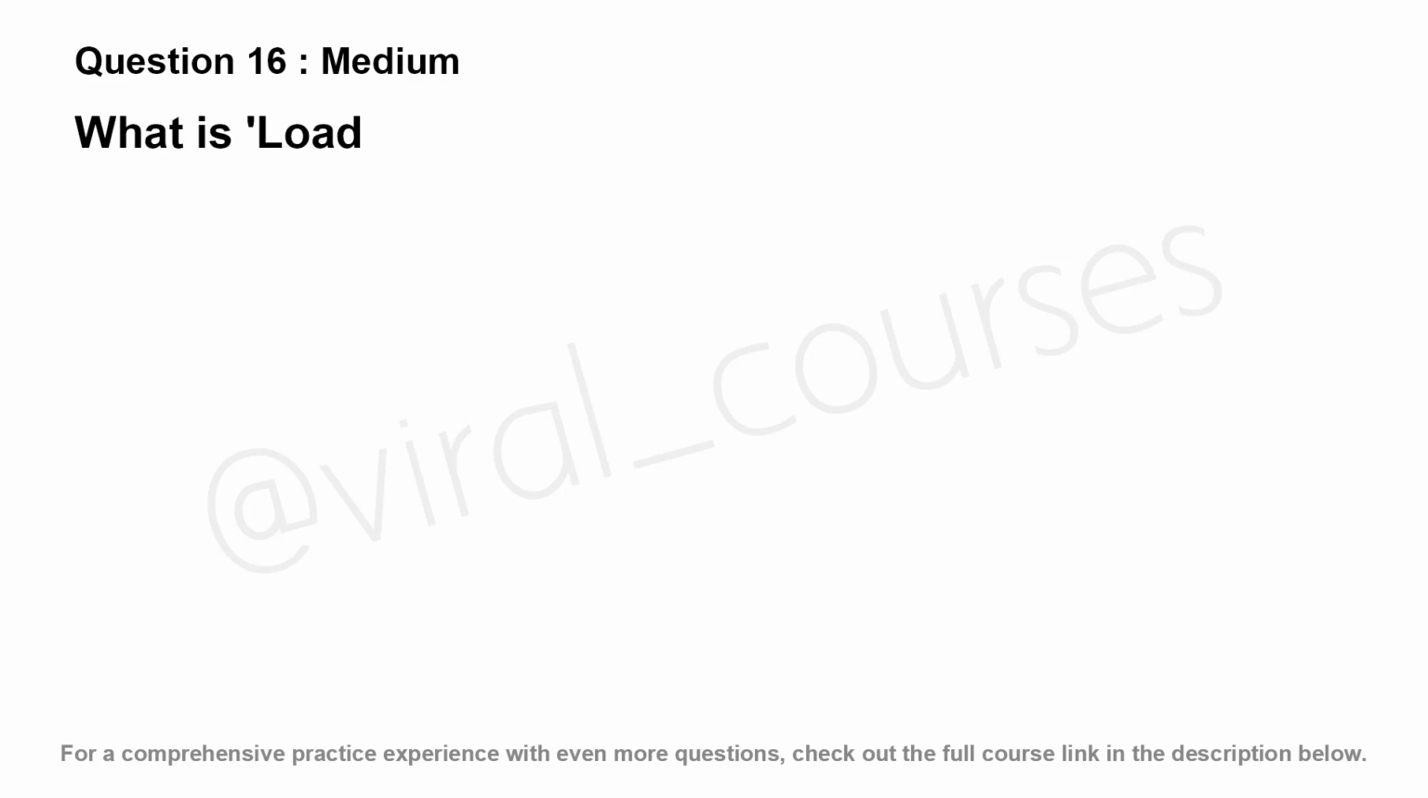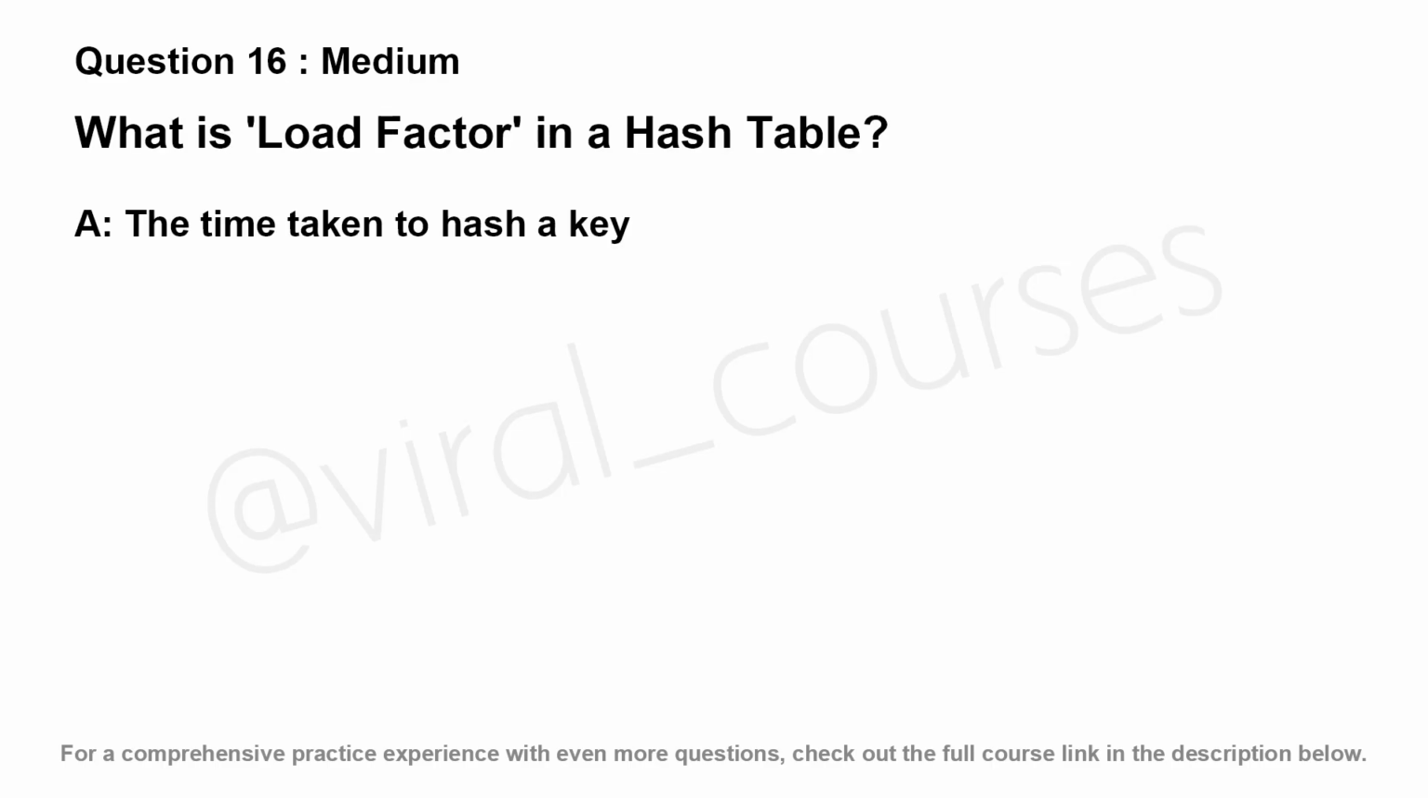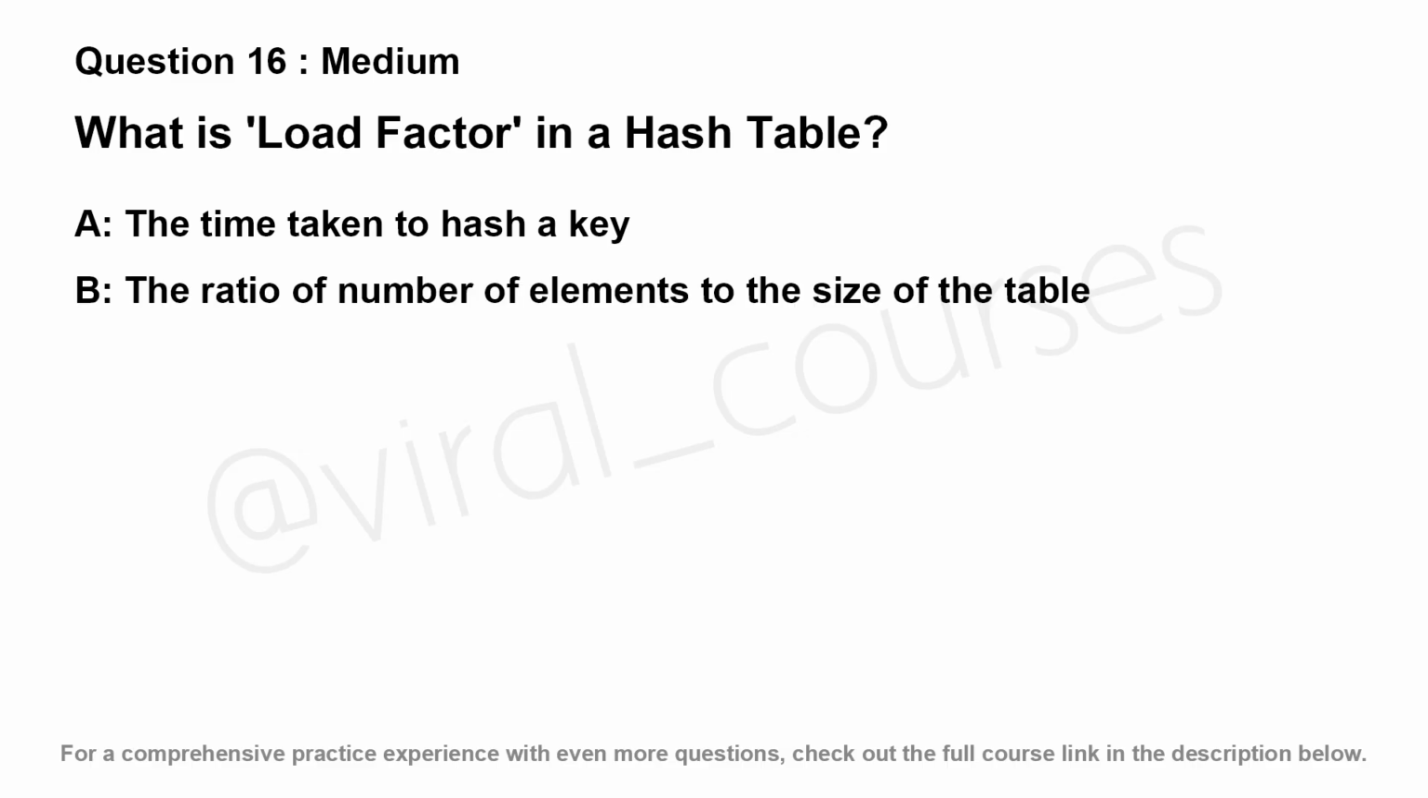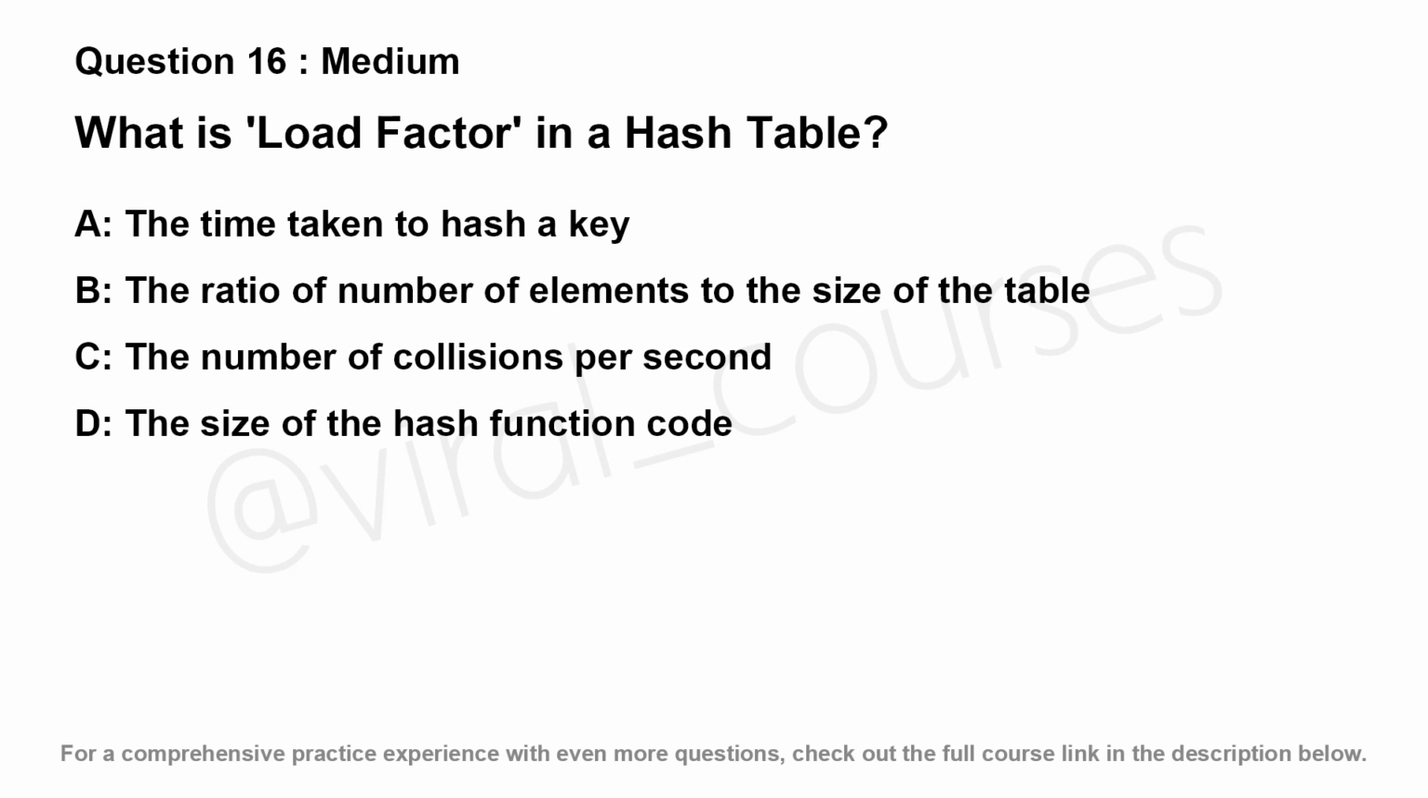What is load factor in a hash table? Option A, the time taken to hash a key. Option B, the ratio of number of elements to the size of the table. Option C, the number of collisions per second. Option D, the size of the hash function code.